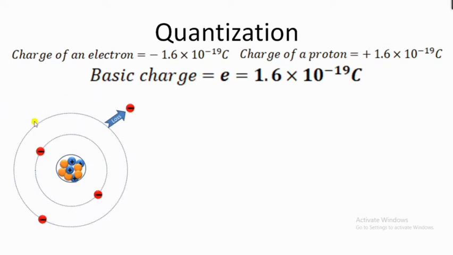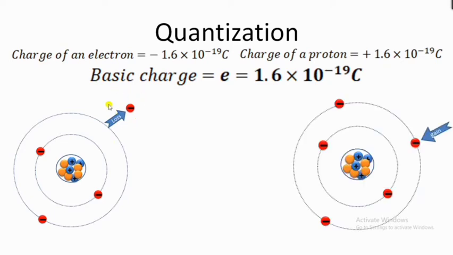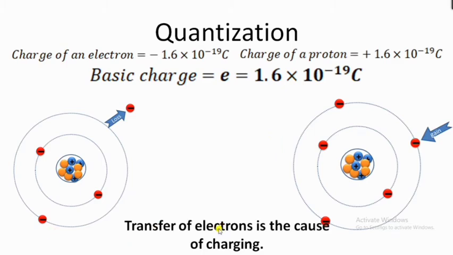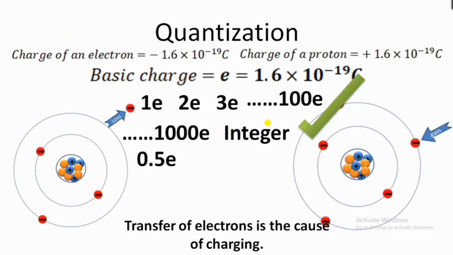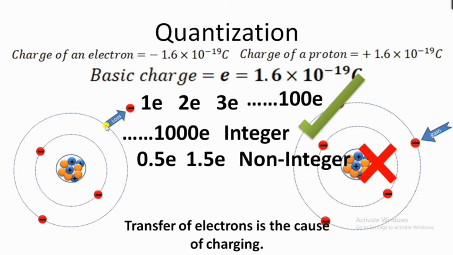In order to make an atom positively charged, we have to take away one electron, and in order to make it negatively charged, we have to give an extra electron. That means the transfer of electrons is the cause of charging. But here we can see we can transfer either 1 electron, 2 electrons, 3 electrons, 100 electrons or 1000 electrons. That means we can transfer only an integral number of electrons. We cannot transfer half an electron or 1.5 electrons. A non-integral number of electrons is not possible because we cannot break the electron.